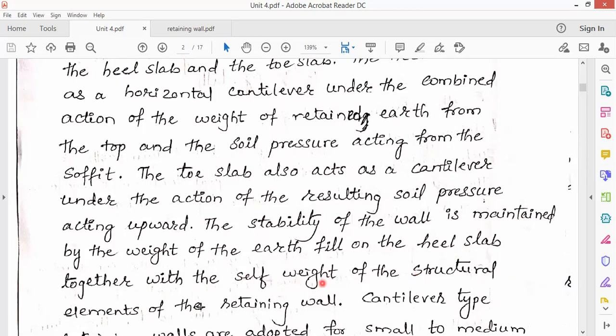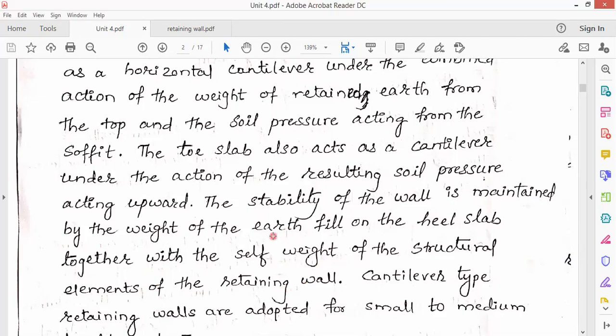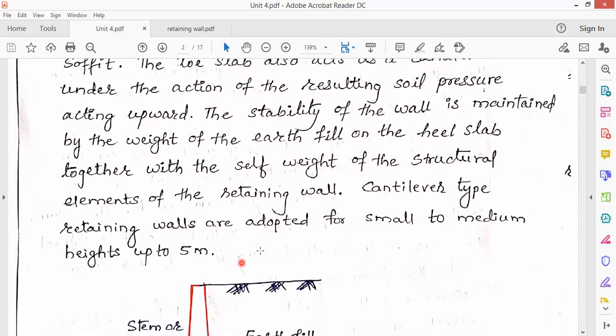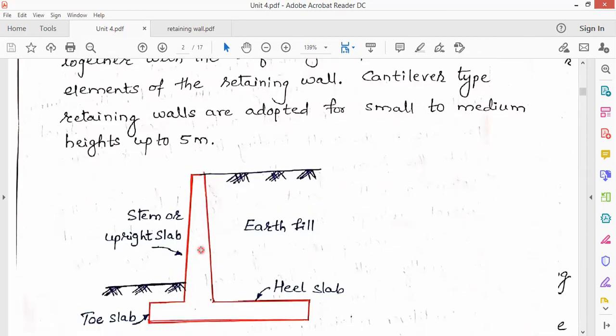So the self-weight of the structural elements of the retaining wall will be the toe slab, heel slab, and the stem here. Cantilever type retaining walls are adopted for small to medium heights, up to 5 meters. Means what we are studying is restricted to a height of 5 meters. Up to a height of 5 meters we are going to study.